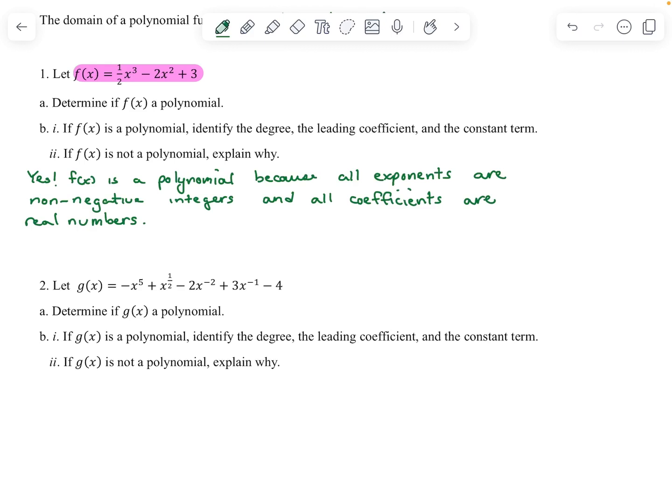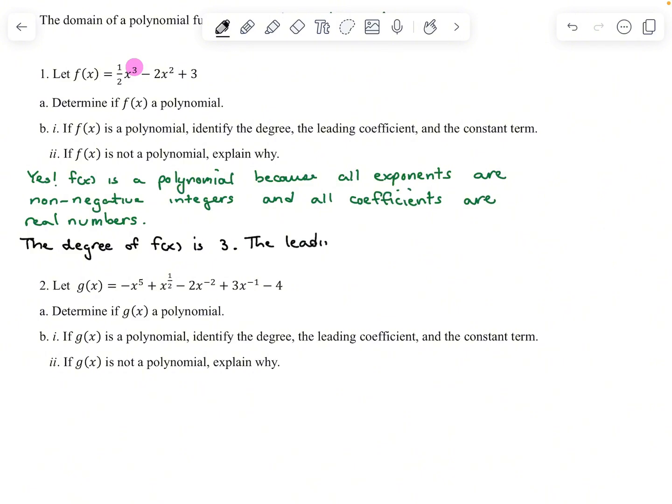Now, since we made the claim that f of x is a polynomial function, let's identify the degree, the leading coefficient, and the constant term. The degree is the largest exponent in the polynomial function. And the largest exponent in this polynomial function is 3. So the degree of f of x is 3.